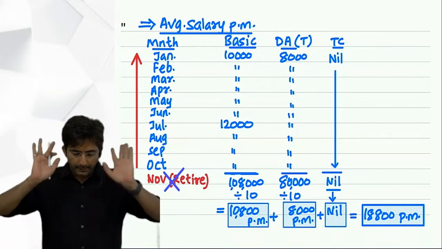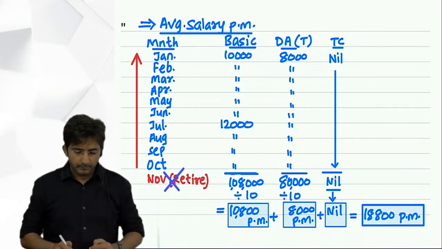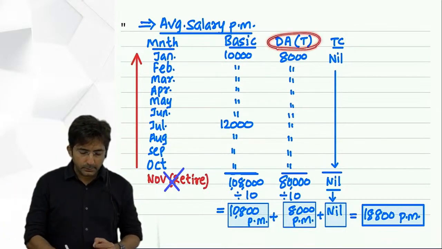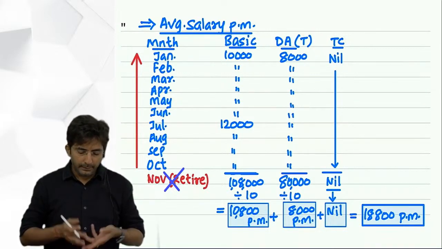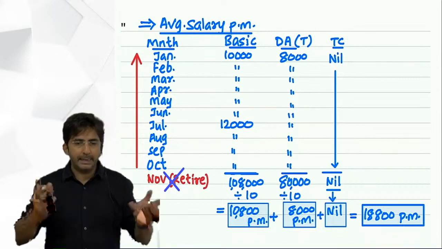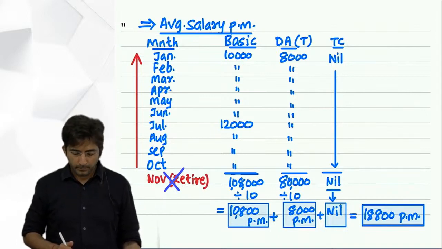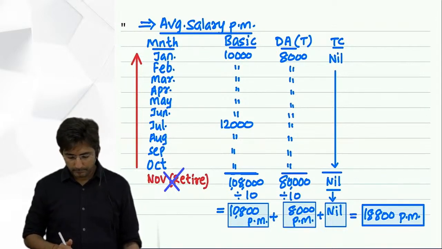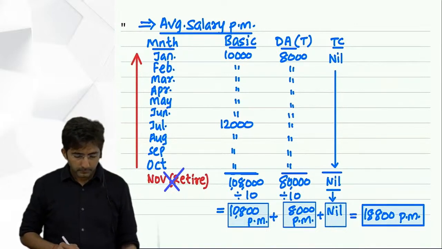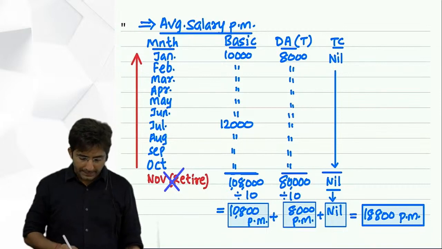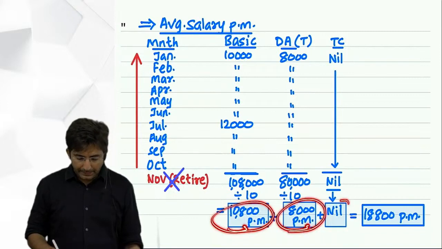Add all, divide by 10. See, since dearness allowance is constant, the average will be the same only. 8,000, 8,000, 8,000, 8,000. You add 10 times, divide by 10, it will come to 8,000 only. Turnover commission nil. So this is the average. Basic, look, average DA, average turnover commission, add.